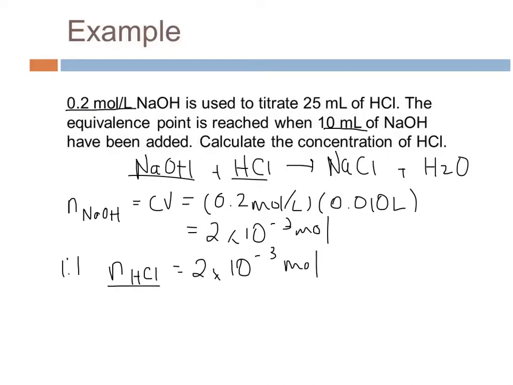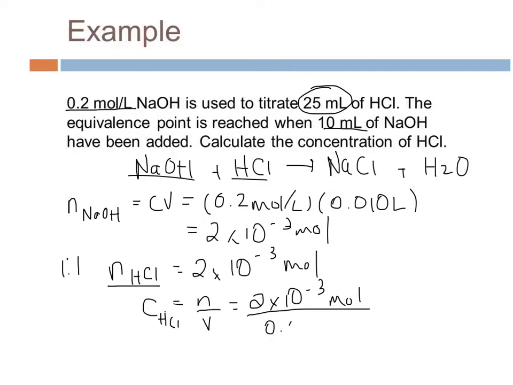Finally then, we have the moles and we are given the volume of HCl. We can find the concentration of HCl by taking moles divided by volume, plugging in our numbers. Remember again, volume needs to be in liters. That is going to give us a concentration of 0.08 moles per liter, or in IB terms, moles per decimeter cubed.